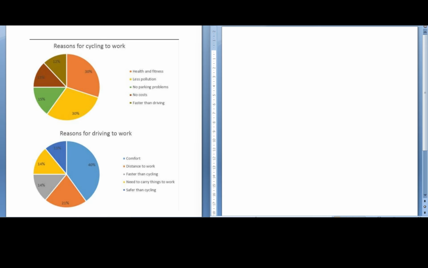First step is to check out the image. You need to understand what the image is talking about. Here we have two pie graphs or pie charts. First is reasons for cycling to work. So here is the percentage. And we have second, reasons for driving to work. Here is the percentage. So we have some other options: health and fitness, less pollution, no parking problems, no costs, faster than driving. On the other hand, if we talk about reasons for driving to work: comfort, distance to work, faster than cycling, need to carry things to work, safer than cycling.